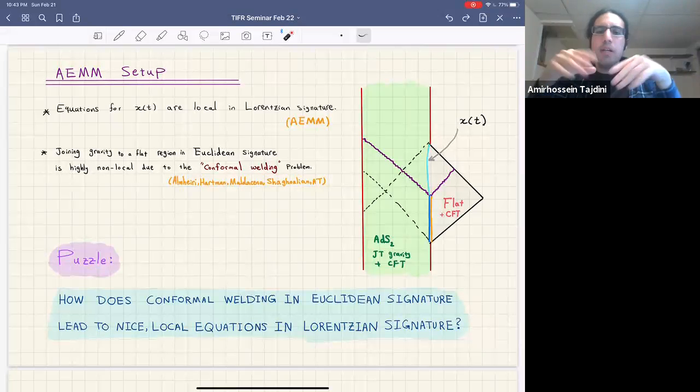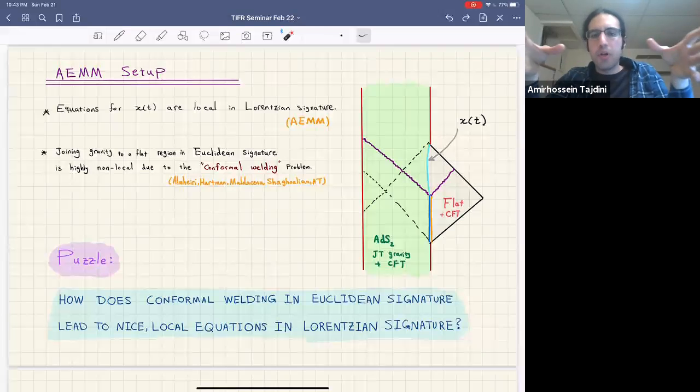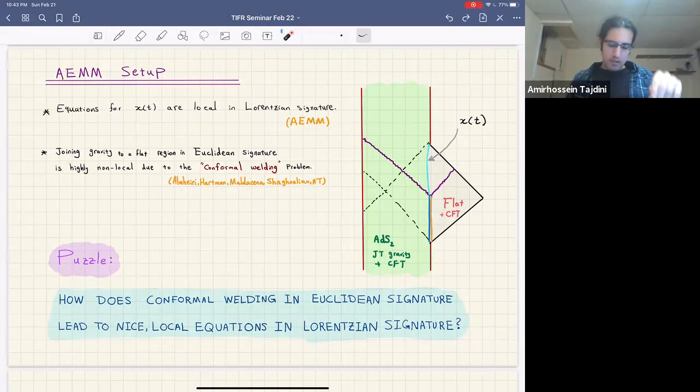So one puzzle we had was, how is it that they found these nice local equations, but from the Euclidean perspective this is such a hard problem? How does this work, and how do they find this nice local equation? That was also a puzzle, not necessarily about the replica construction, just about understanding the background from the Euclidean perspective.